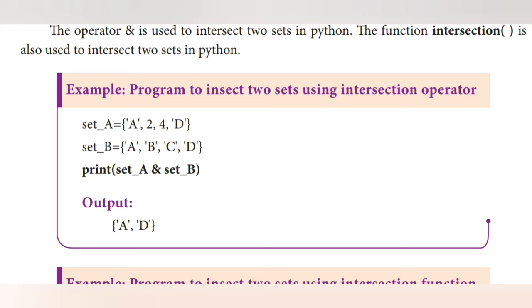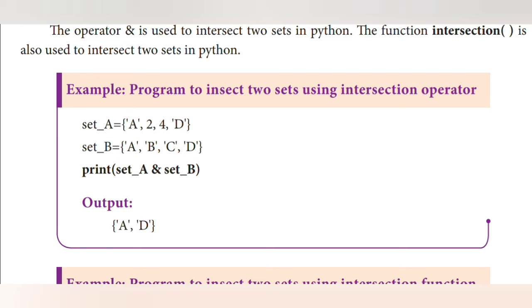Set B is equal to A, B, C, D. So print set A and set B. Now we are going to intersect the elements from set A and set B. What is meant by intersection? We are taking the common elements from these two sets. Now we can see the common elements are A, D. So we get the output A, D.